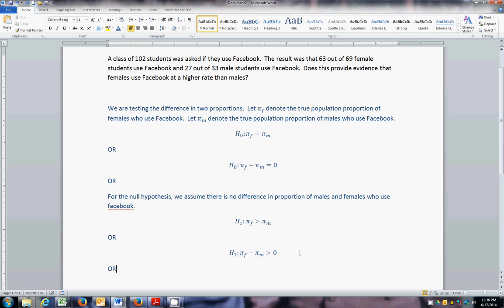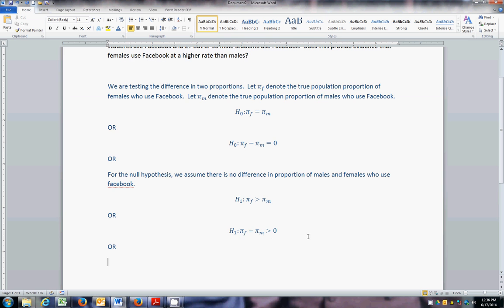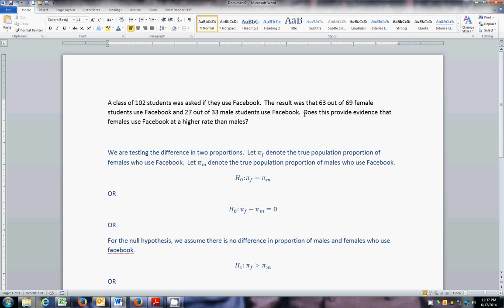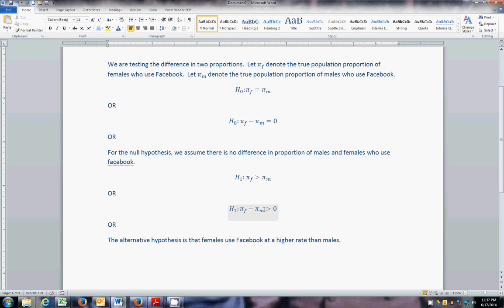And finally, we should be able to write this out all in English. So the alternative hypothesis is that females use Facebook at a higher rate than males. And notice that is in the prompt. A lot of times the alternative hypothesis will be in the scenario we're trying to test. But here is our null hypothesis written 3 different ways, and here is our alternative hypothesis written in 3 different ways.